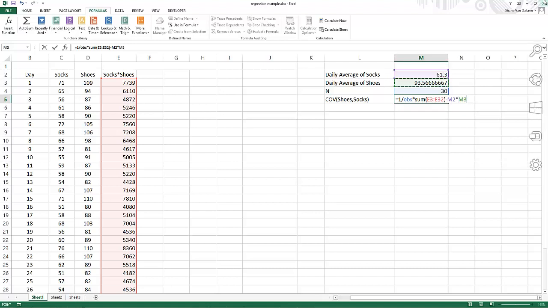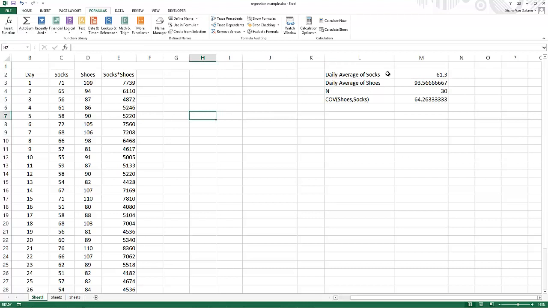I'm actually going to be using these numbers quite a bit, so I'm going to go ahead and name these. The daily average number of socks, I'll name that Y mean, and the daily average number of shoes, I'll name that X mean. You can see if I highlight these, then it says X mean and Y mean. So my covariance of shoes and socks is 64.2633.